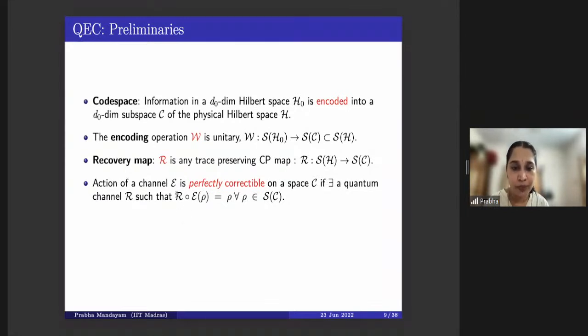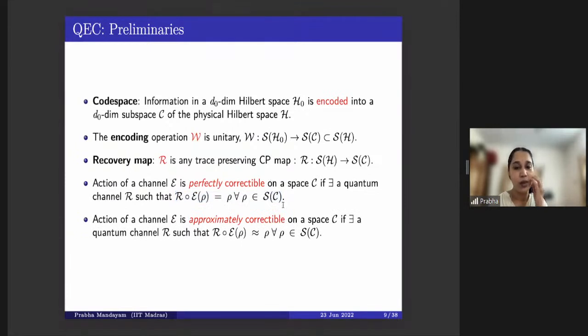And together with the action of recovery plus noise, the idea is that every state in the code space is recovered, right? So if I have any state in the code space C, the noise E acts on it. Then I do a recovery operation. After the action of noise and recovery, I should get back the initial state. Now, this is, of course, a very stringent requirement, right? It may not be possible that you get back exactly the same state. So this idea of perfect correction is a bit of an idealization.